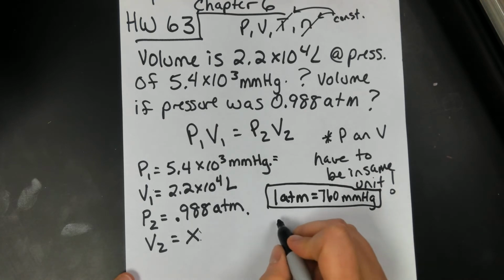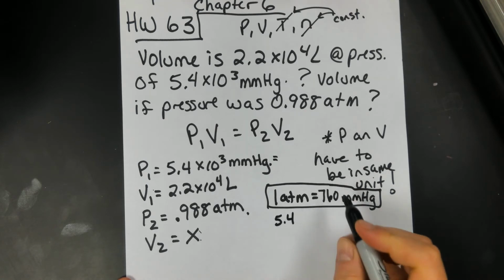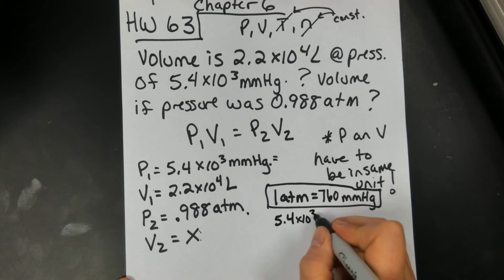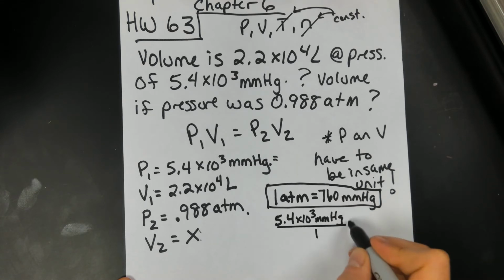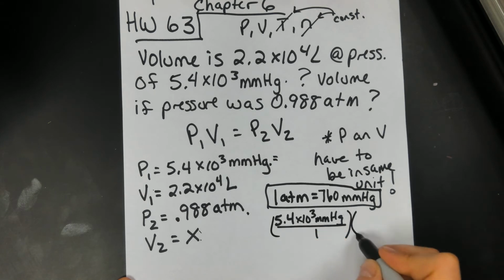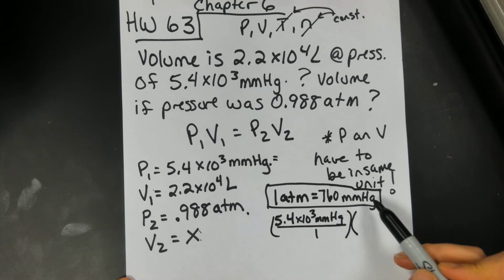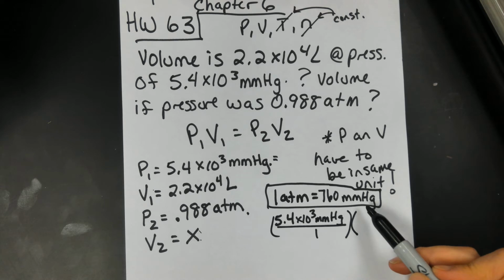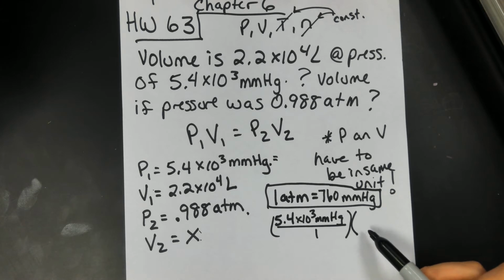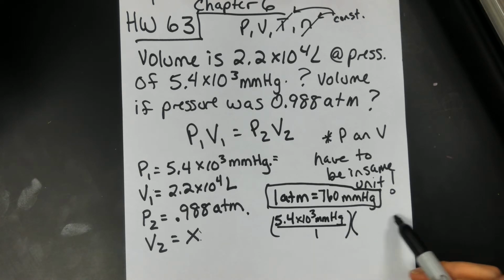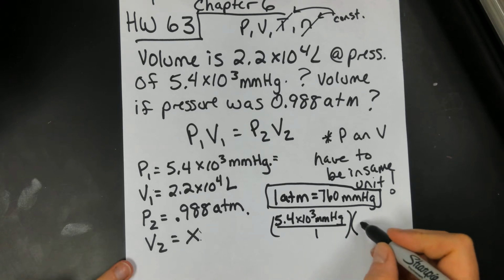So I'm given 5.4 times 10 to the 3 millimeters of Hg. Put it over 1. And then I'm given this conversion. So do I want 760 millimeters on the top or the bottom? I want it on the bottom, right? Because I want the millimeters of Hg to cancel out, and my desired unit is what? Atmosphere.